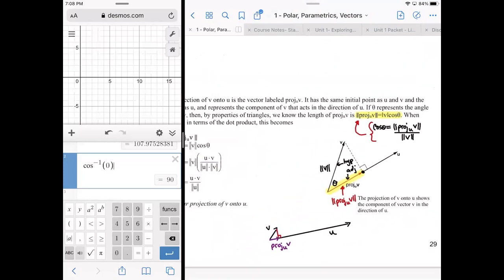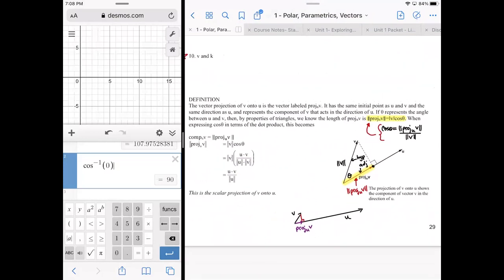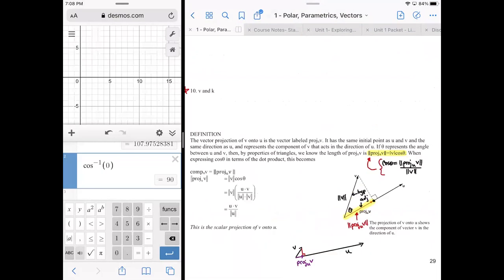So then the big question is, all right, well, what does that mean? What does that get us? Now, before we get to that, we define a new relationship. The component of V acting in the direction of U is defined as the magnitude of the projection of V upon U, right? So it's like, okay, now we're just making up a new term. It's a little annoying. I don't like it.